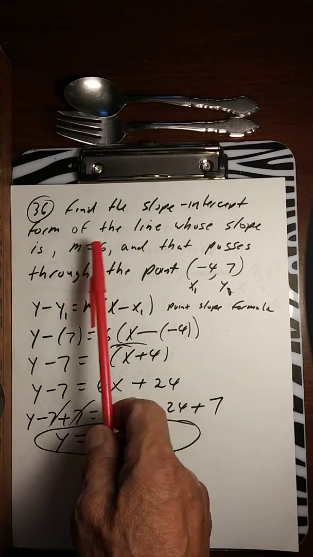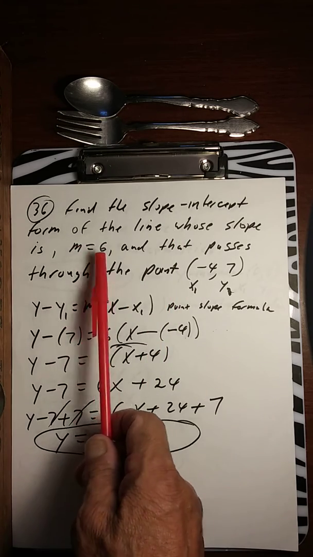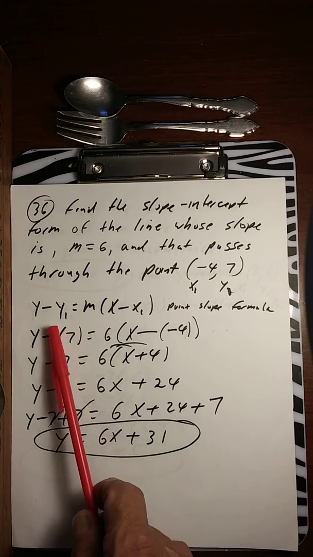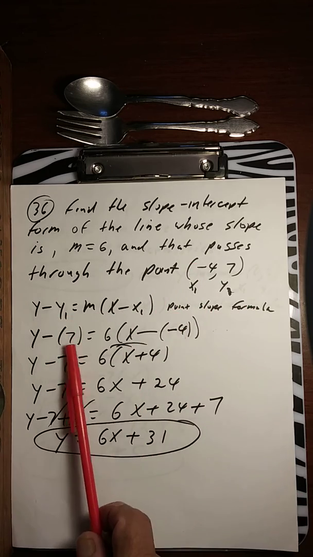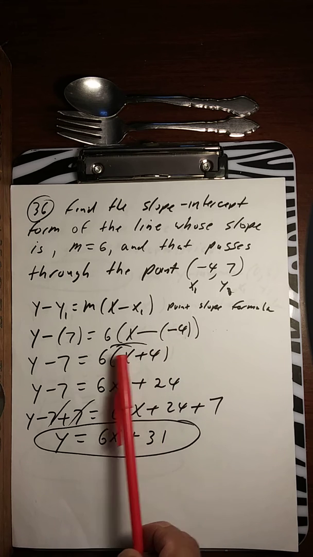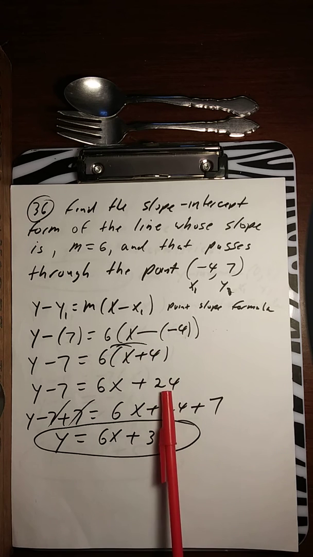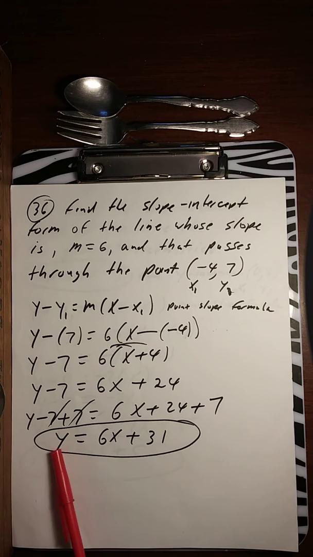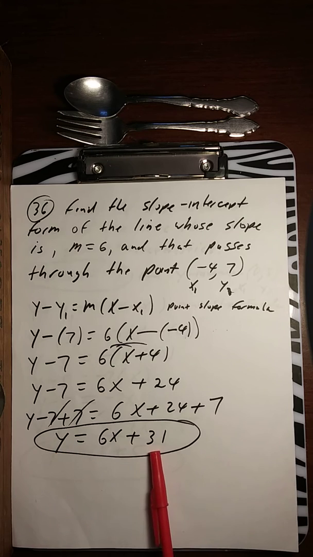Find the slope intercept form of the line whose slope is m equals 6, that passes through this point. Point slope formula, put the numbers in there. Negative is positive. 6 times that is 6. That times that is 24. And then add 7, add 7. So y equals 6x plus 31.